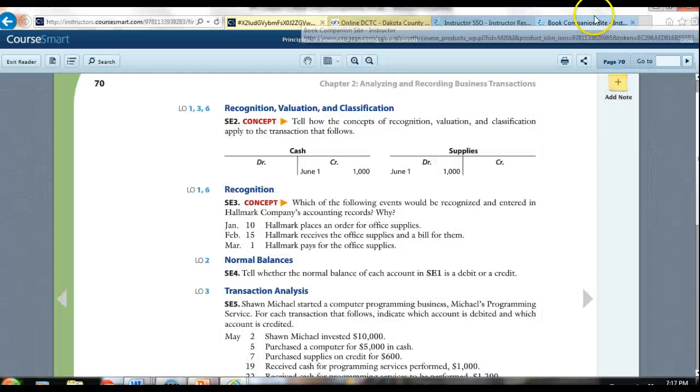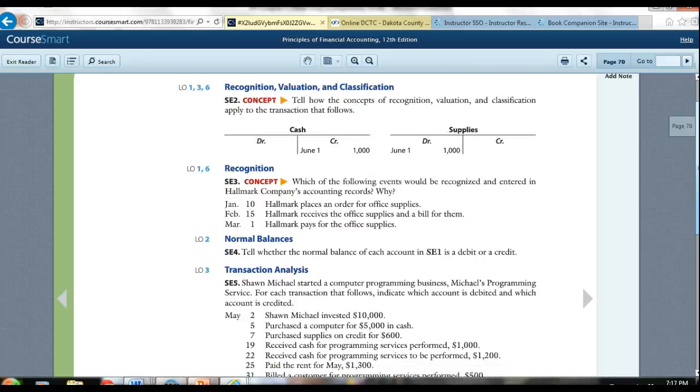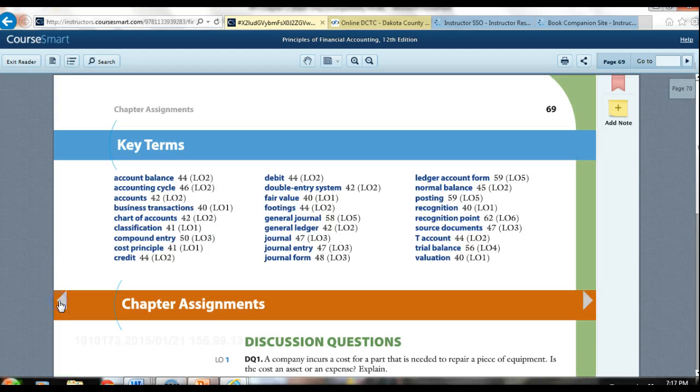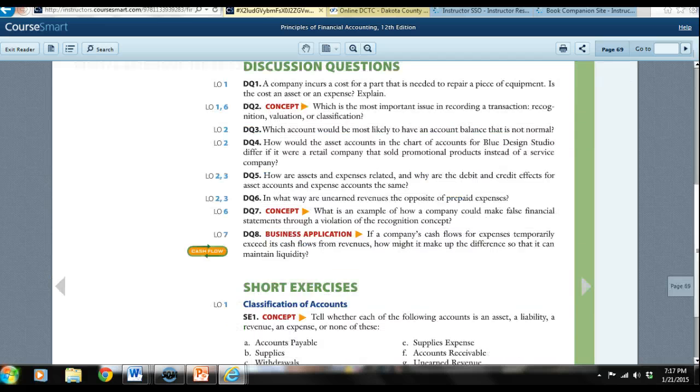and go over some problems. SE4. Tell whether the normal balance of each account in SE1 is a debit or a credit. SE1.